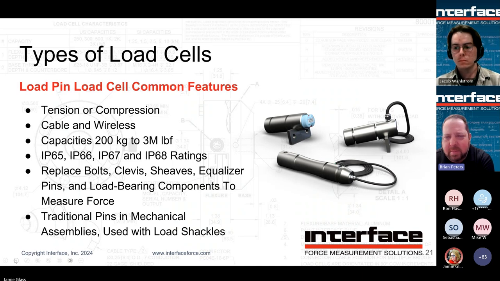We even offer some that are submersible for use in subsea, harsh environments, and of course we have wireless configurations. So if integrated properly, you can get good results from these as long as you take some of the integration and dimensional aspects into consideration. So load pins, definitely a good option to consider.